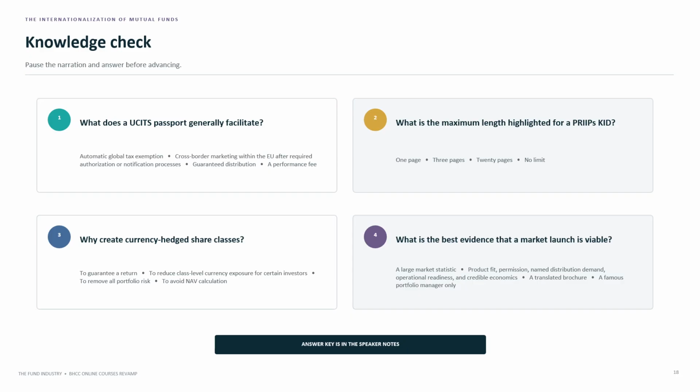When you're ready, resume. The correct answers are: the passport can facilitate cross-border marketing within the EU through the required authorization and notification process. The PRIIPs KID is highlighted as a maximum of 3 pages. A hedge class seeks to reduce class level currency exposure, but adds cost, basis, collateral, and accounting risk. And launch viability requires evidence across product, permission, distribution, operations, governance, and economics.